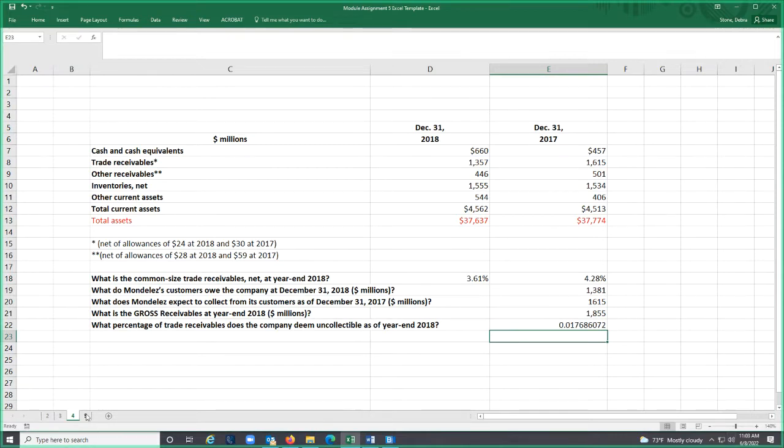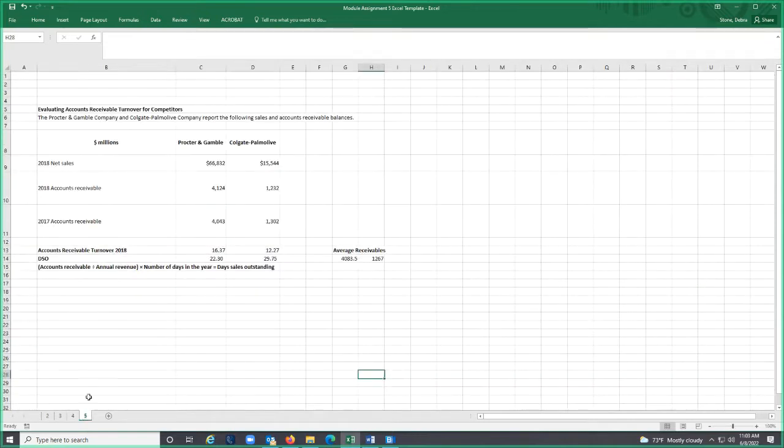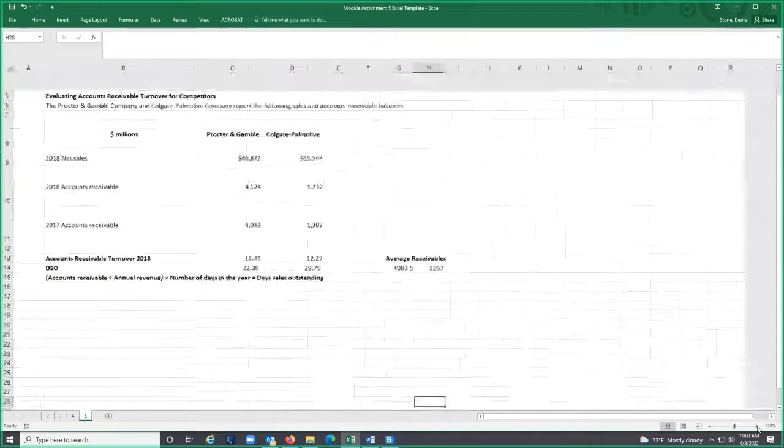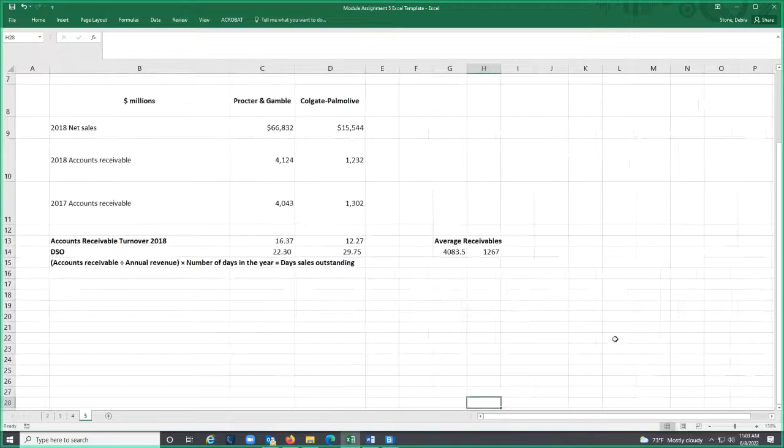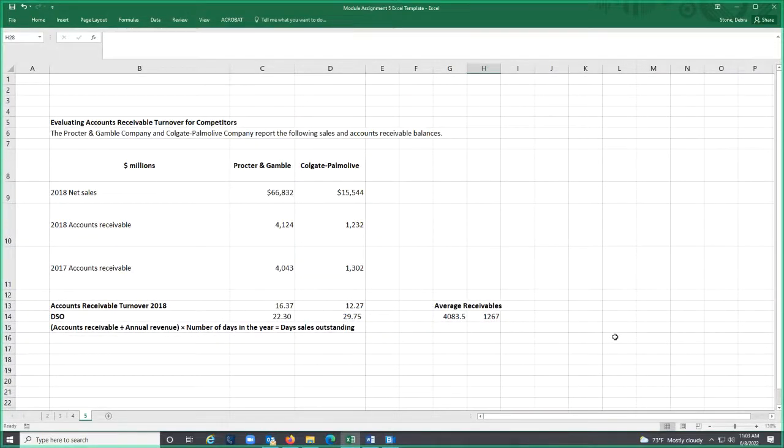Okay, let's go ahead and look at problem 5 now. I want you to know on your own screen, you can enlarge this so you can see it better, if it's coming up in a small window. Here, evaluating the accounts receivable turnover for competitors, we're looking at Procter & Gamble and Colgate-Palmolive. They report the following sales and accounts receivable, and they're just giving you the balances. Here they are for sales and accounts receivable.